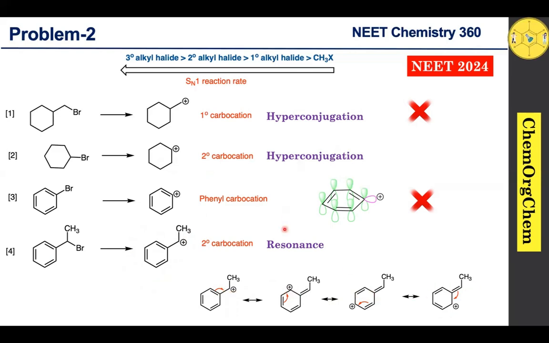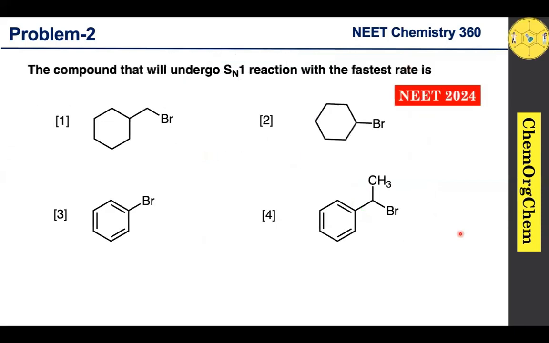In this way, this positive charge, that is the carbocation, is stabilized by resonance. When you compare hyperconjugation and resonance, resonance is the dominant force to stabilize the carbocation intermediate. Therefore, the second option may not be the correct option. The fourth option is definitely the correct option for this question. Based on our discussion, the correct option for this question is answer 4.